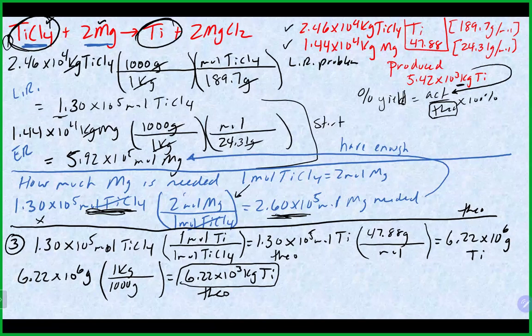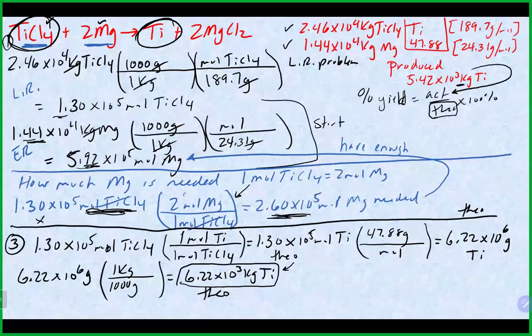If your question is, could you use the moles of magnesium to figure out how much TiCl4 you needed? You could do that. That's the other calculation you could have done. You cannot use the grams or kilograms, so you have to do some type of mole to mole.